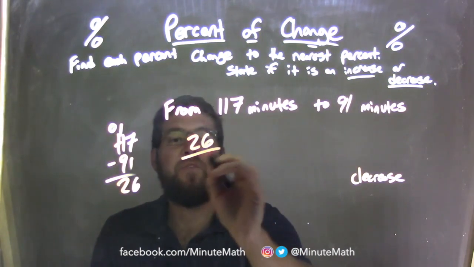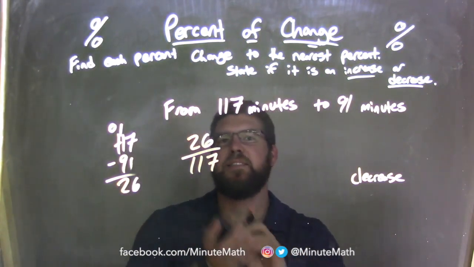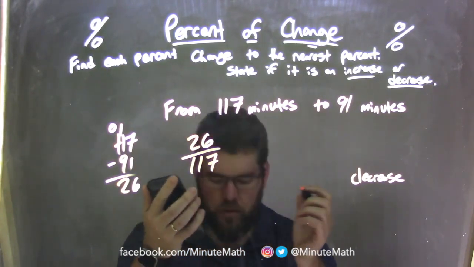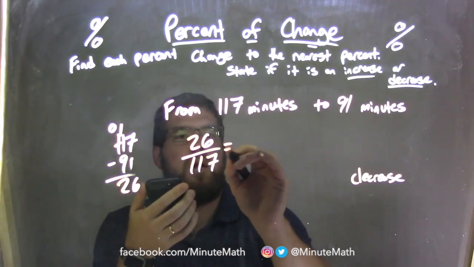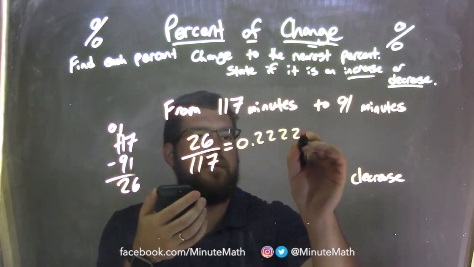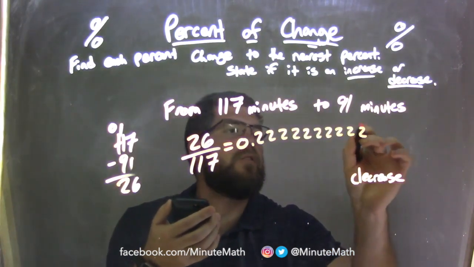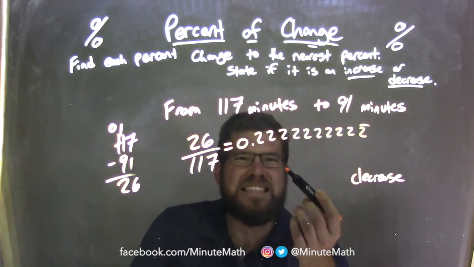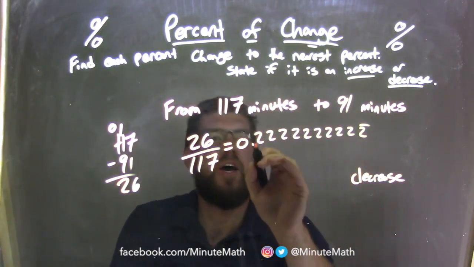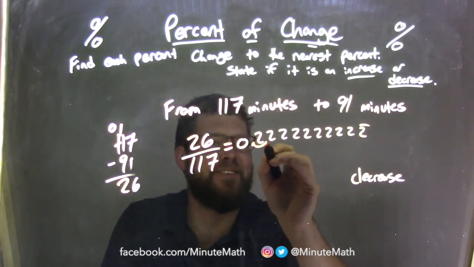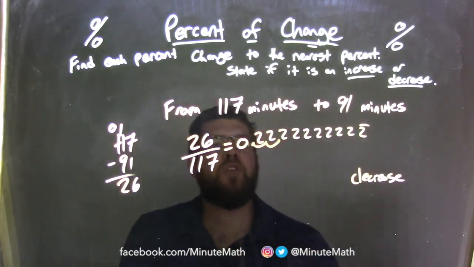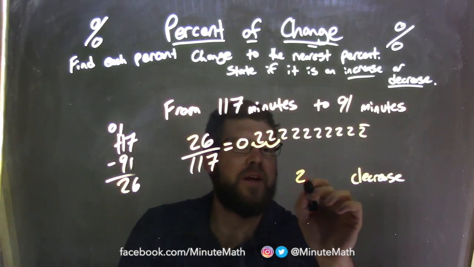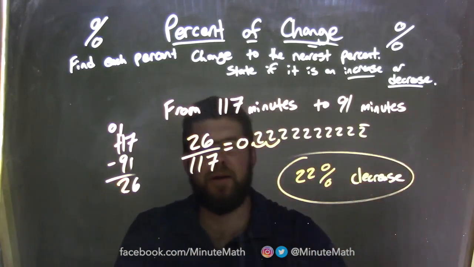I take that 26 and divide it by my first number here. What is 26 divided by 117? It comes out to be 0.222222222. It goes on forever, okay? 2's forever. My favorite number, though. Now I need to convert that to a percent. Move it 2 units to the right. This problem's full of 2's. 22.222222. 2's can't round up, they round down, so we're just having a 22% decrease going on here.